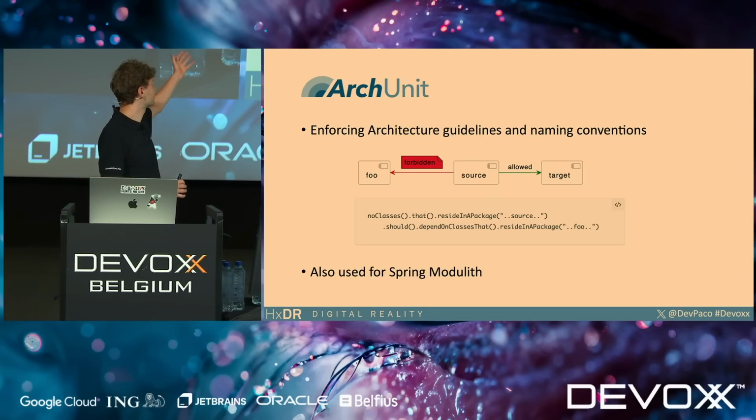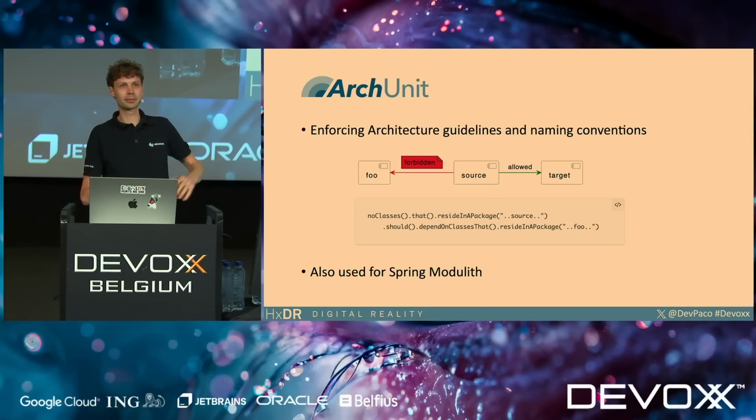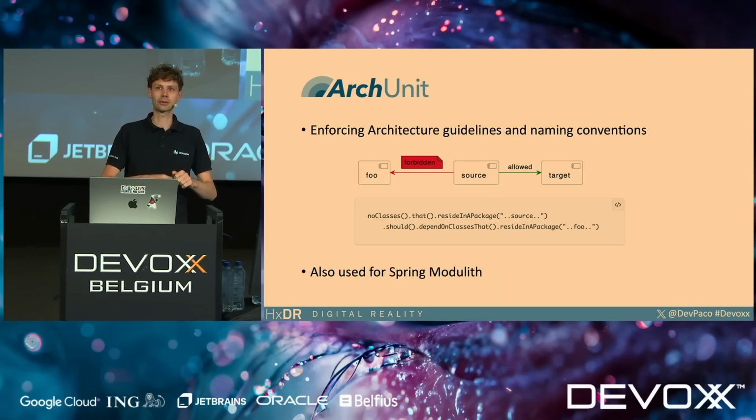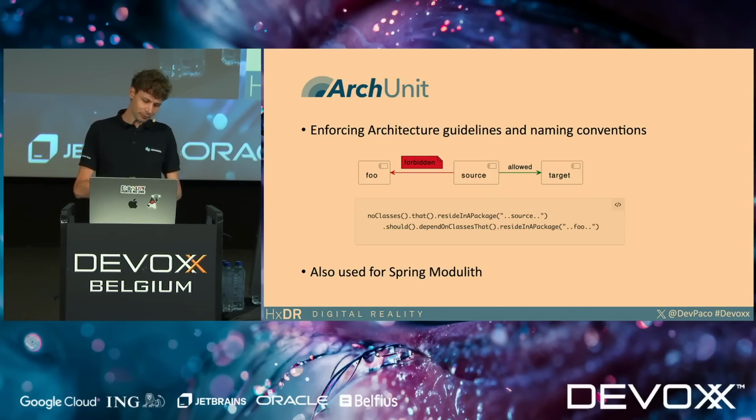In this example, what you can see here is that if you have a class in source, it shouldn't access classes in foo, but it should allow access to target. And you can simply express that in some code. And the cool thing is that ArchUnit is also the basis for Spring Modulith, which is another project by Spring to get the whole modulith back.